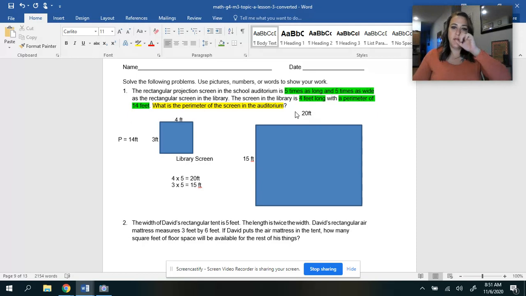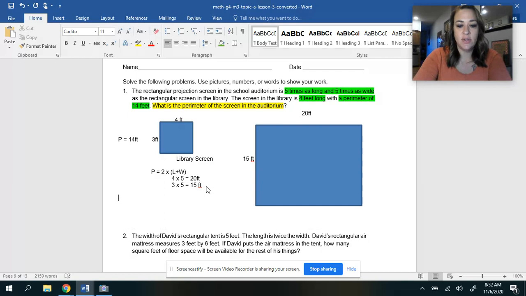Okay. So if we know that, then we can find our perimeter. So remember, our perimeter formula is perimeter is equal to 2 times length plus width. Okay, so we can take our lengths and widths and numbers and fill that in to solve.